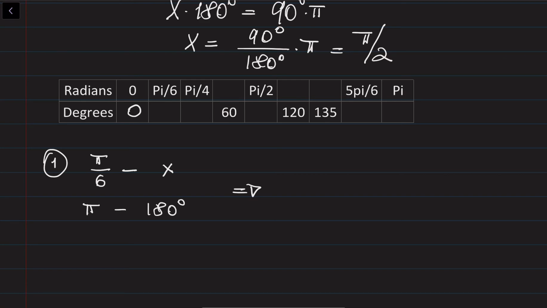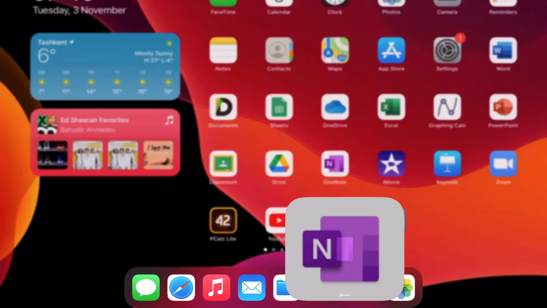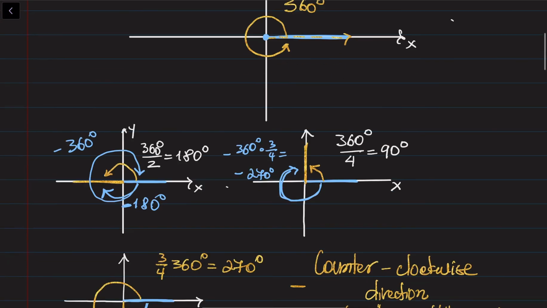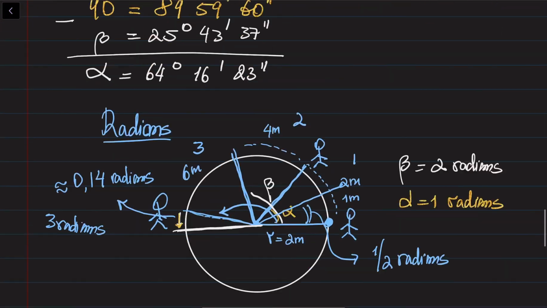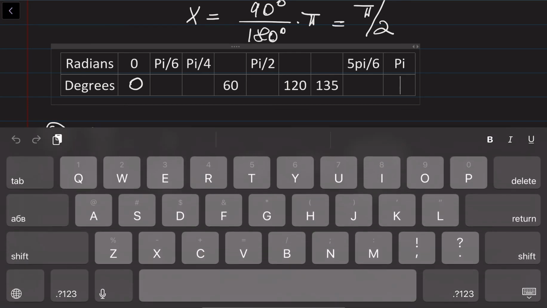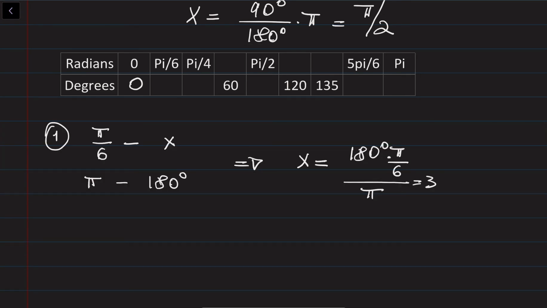From here, you can find that x is going to be equal to 180 degrees multiplied by pi over 6, and all of this divided by pi, okay? So it's going to be equal to 180 degrees divided by 6, which is going to be equal to 30 degrees. So I'm going to write down here the 30 degrees.